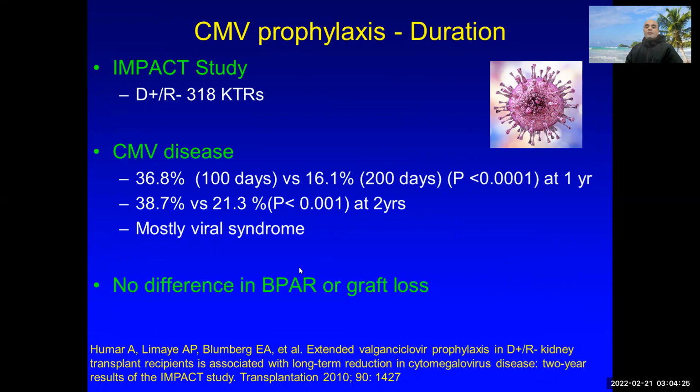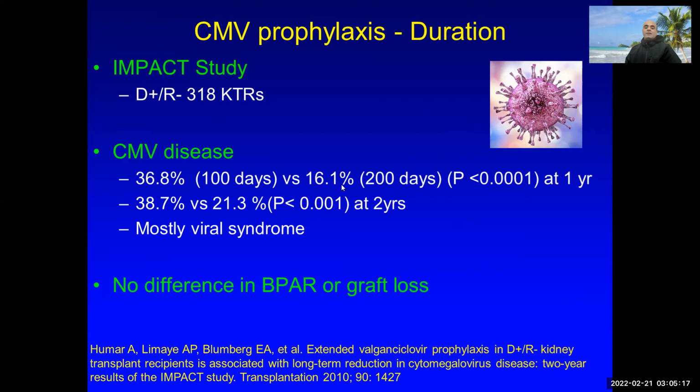CMV prophylaxis duration and the IMPACT study: donor positive, 318 kidney transplant recipients. CMV disease developed significantly more, 36.8% at 100 days, versus 16%. Thirty-six percent of patients who did not receive prophylaxis, in comparison with 16%, which is significantly important. I will not go into more details. No difference in biopsy-proven antibody-mediated rejection or graft loss with prophylaxis or not, nor in 1-year survival of the patient and the graft. This is the incidence of CMV disease in patients who received prophylaxis and those who did not.